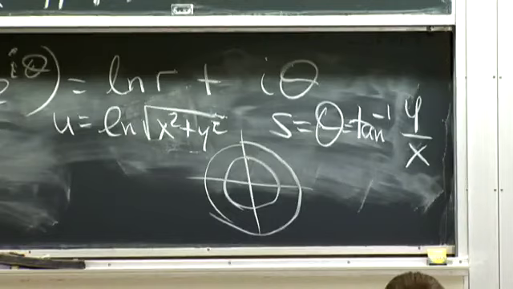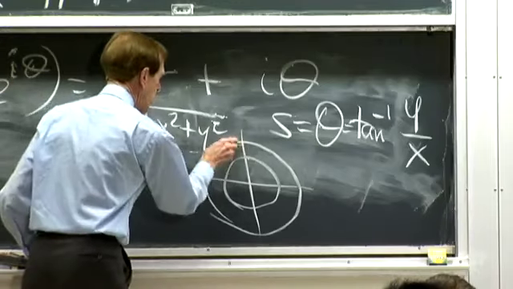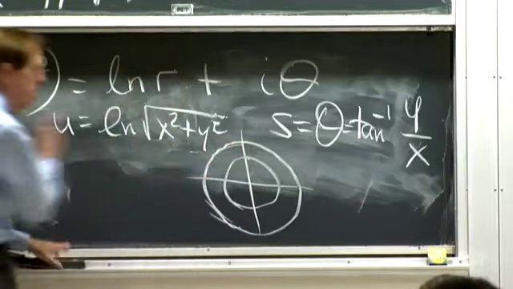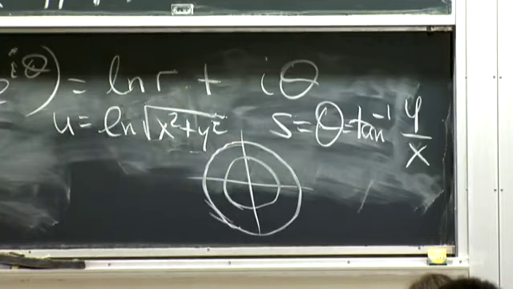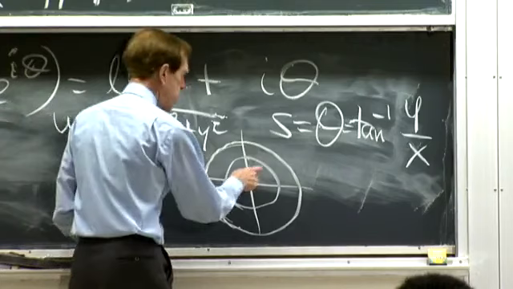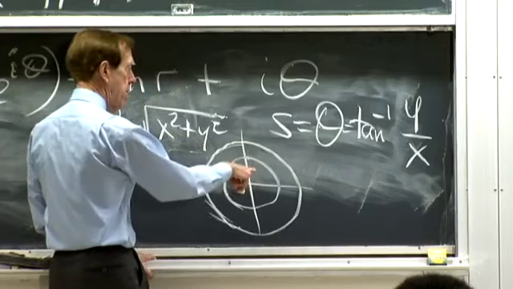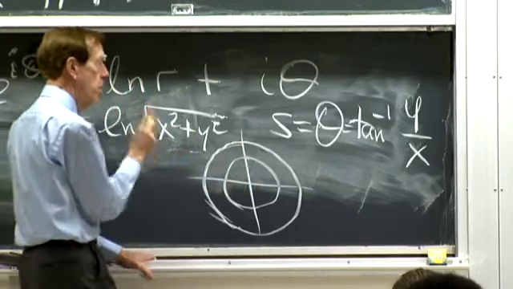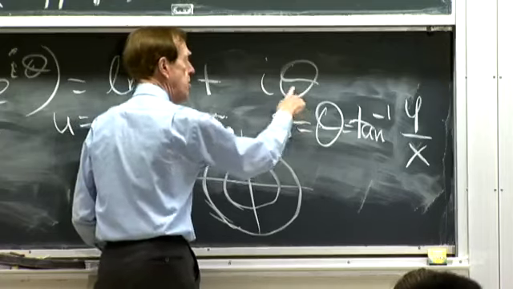And what are the streamlines now? If I've drawn one family, you can tell me the other family. The streamlines will be radial lines, because they're going to be perpendicular to this. And so what do I get? This is the stream function, theta.